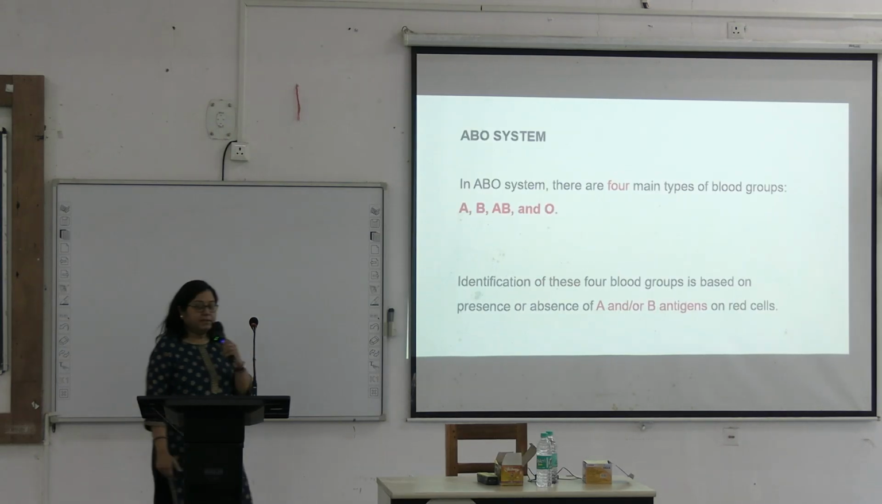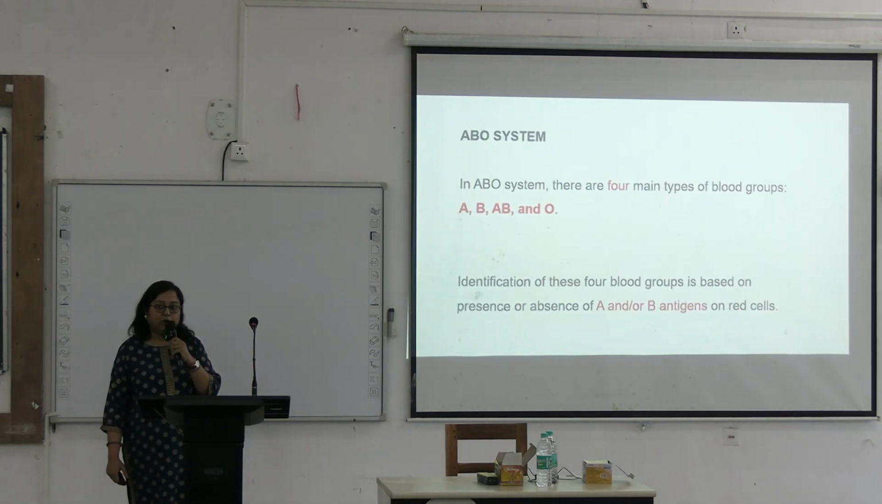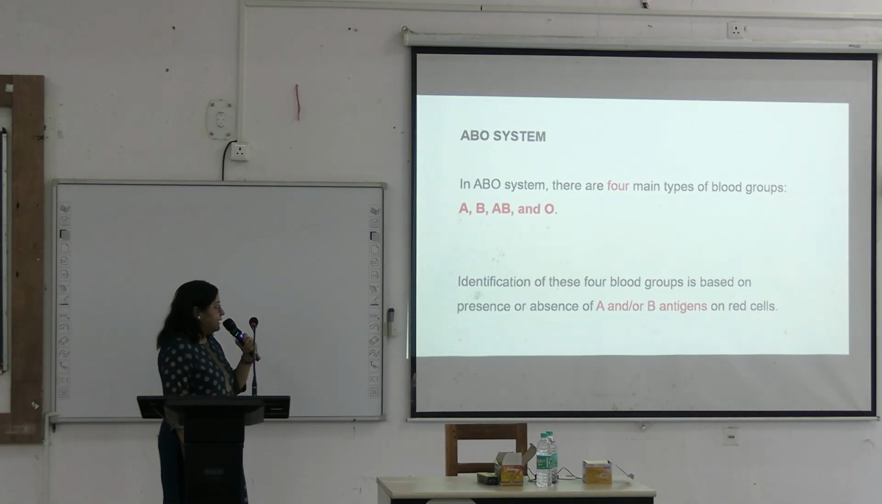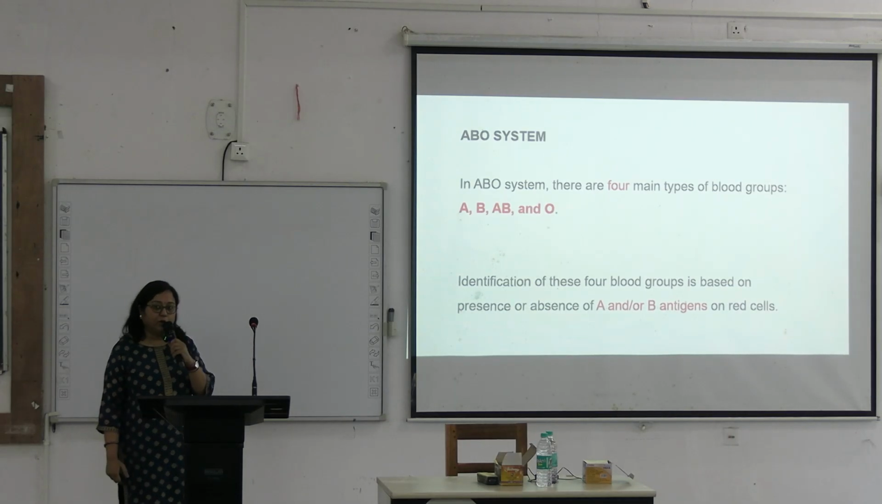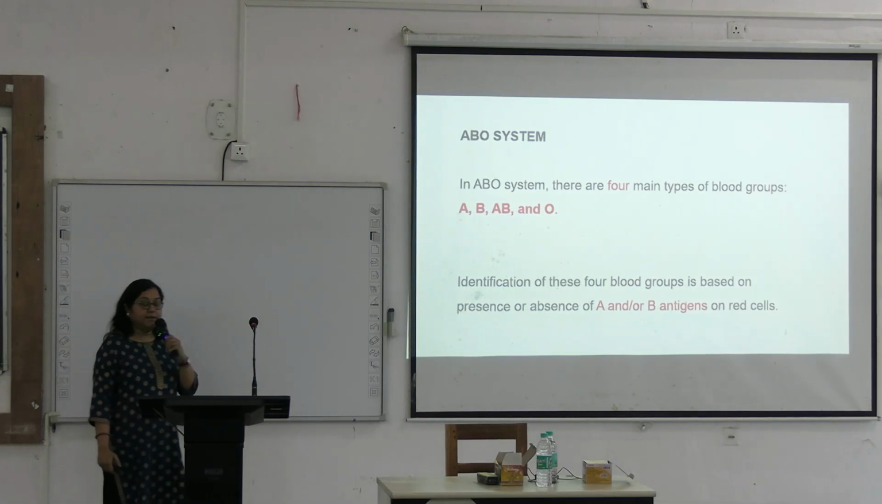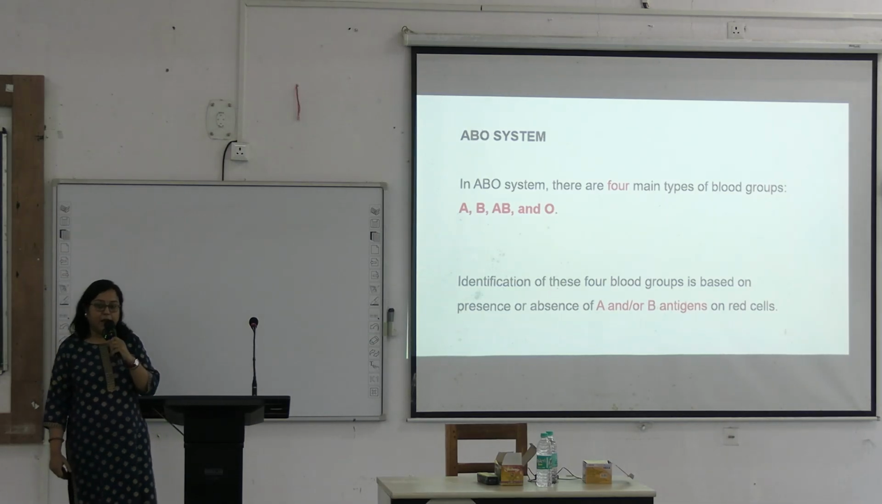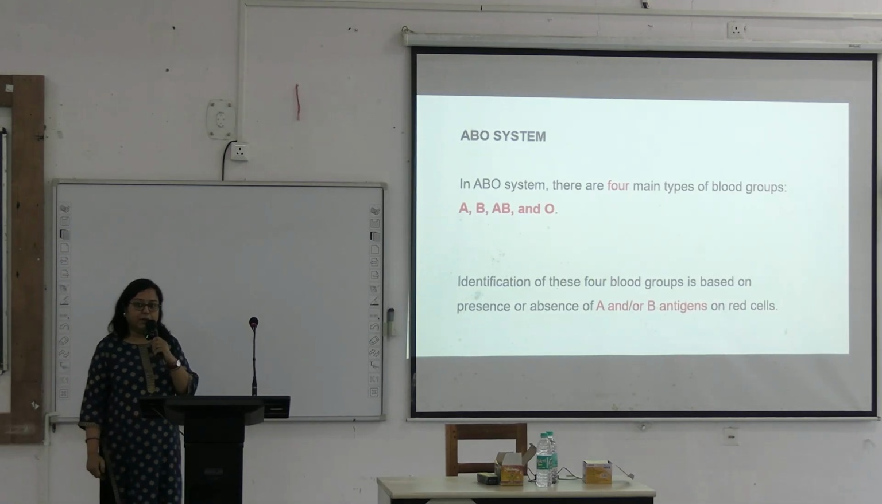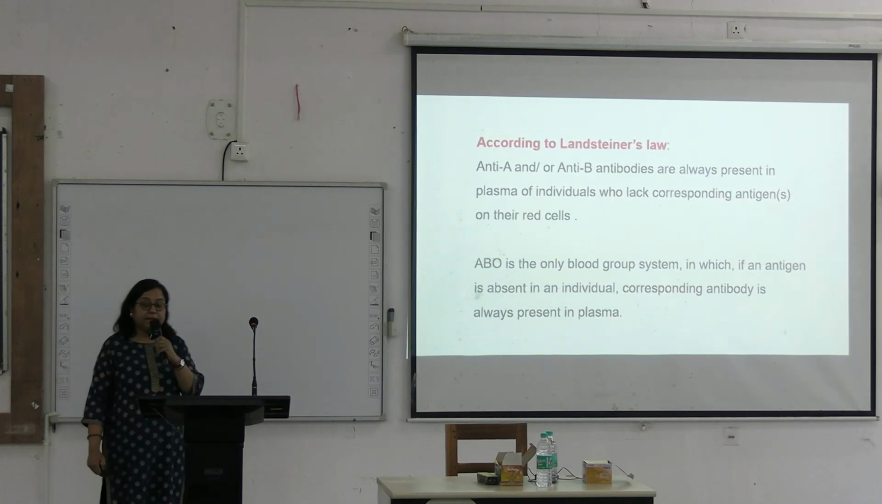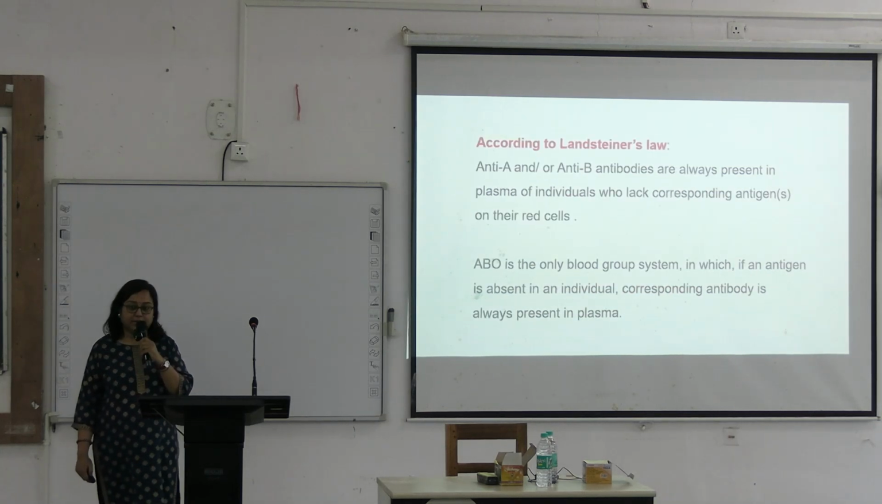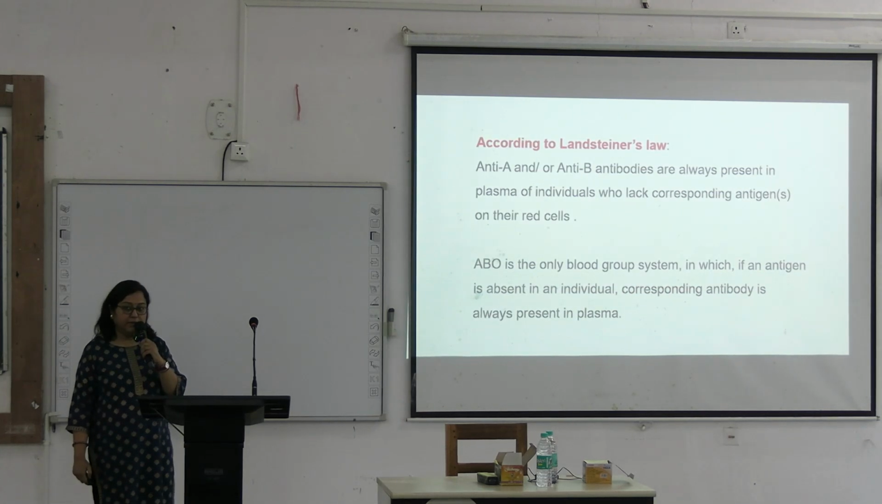In the ABO system, there are 4 main blood groups: A, B, AB, and O. Identification of these 4 blood groups is based on the presence or absence of A and or B antigens on the red cells. So what is Landsteiner's law? This is very important. You should know this.